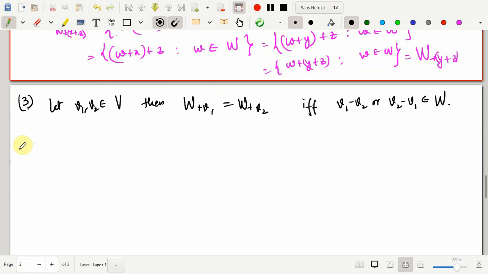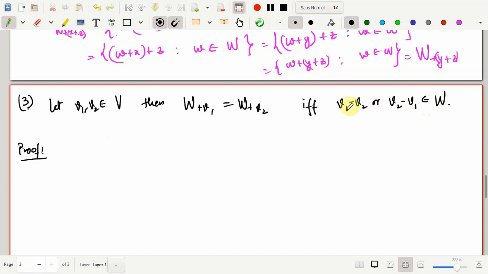So this is in fact a biconditional statement. It has two parts. First, observe that V1 and V2 are coming from V. If W plus V1 is the same as W plus V2, then I'll have to show that the difference V1 minus V2 is in W. This wouldn't make a big difference: if V1 minus V2 is in W, then definitely its additive inverse will also be in W, which is V2 minus V1. So both are true; if one is true, the other will also be in W.